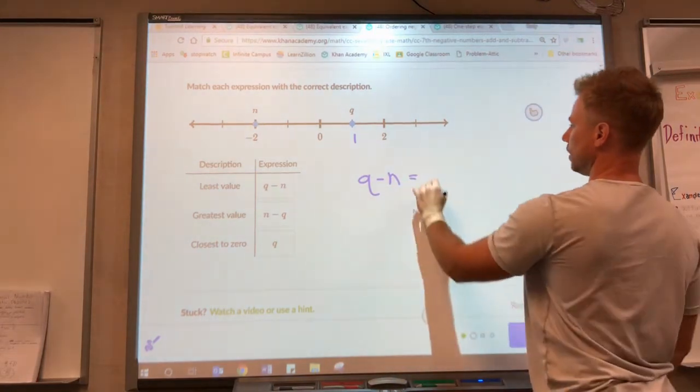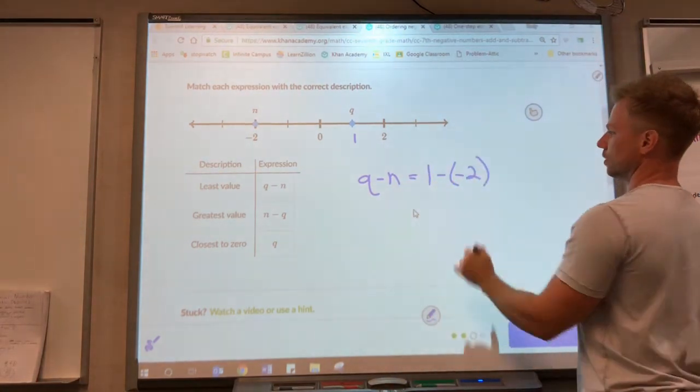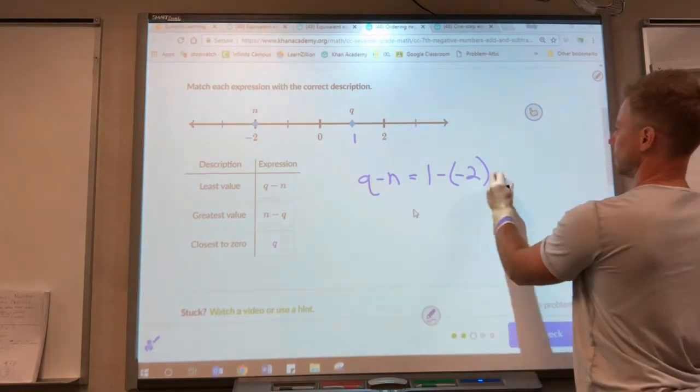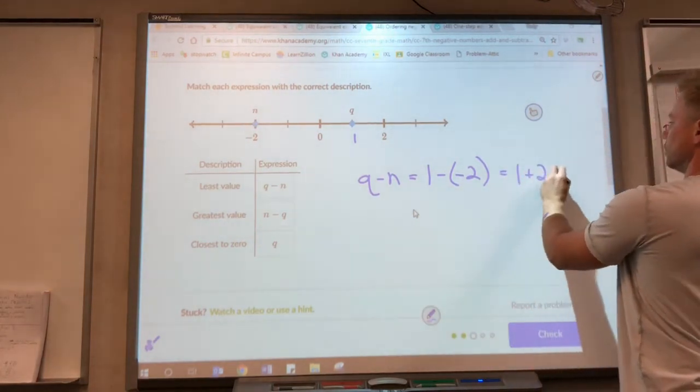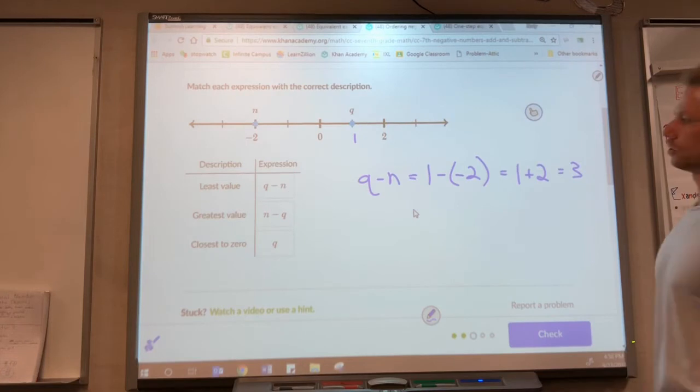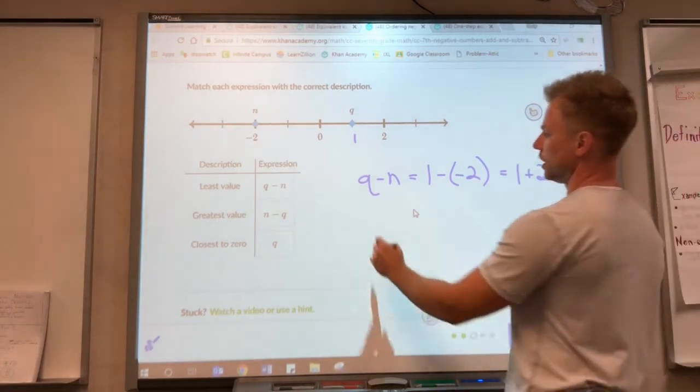would be 1 minus negative 2. We have 2 negatives here, which make a positive. That turns into 1 plus 2, which is 3. So Q minus N is 3.